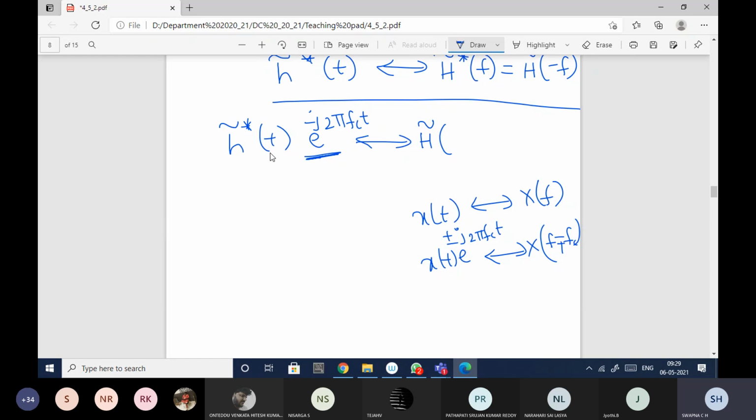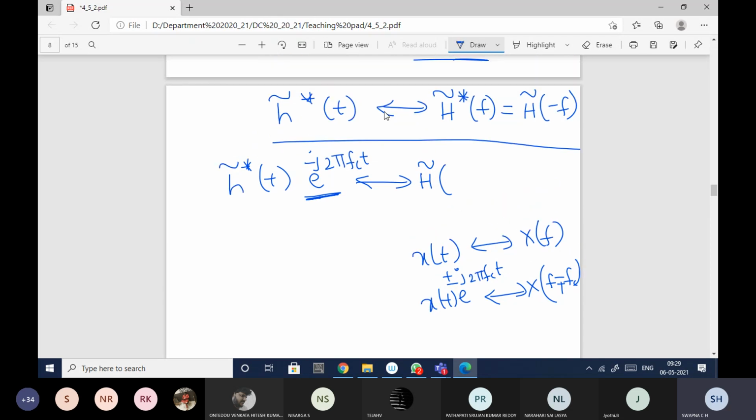In the same way, you can apply this property here. H tilt star of t e power minus j 2 pi fct. Tell me, the signal is getting multiplied with e power minus j 2 pi fct, so what will be the Fourier transform of that? In place of f, it should be f plus fc. Very good.